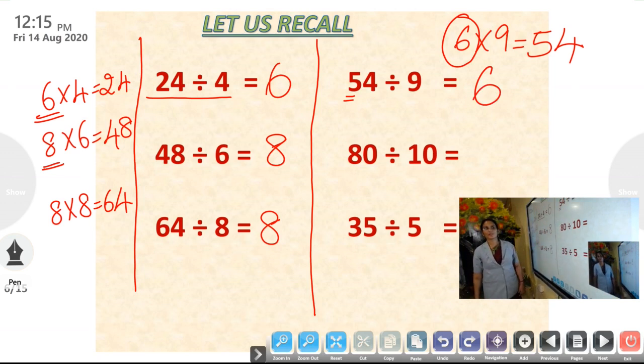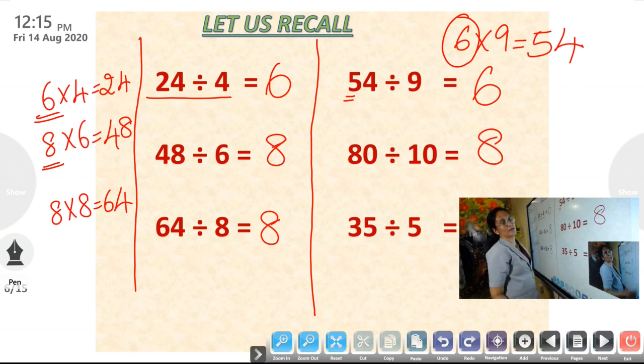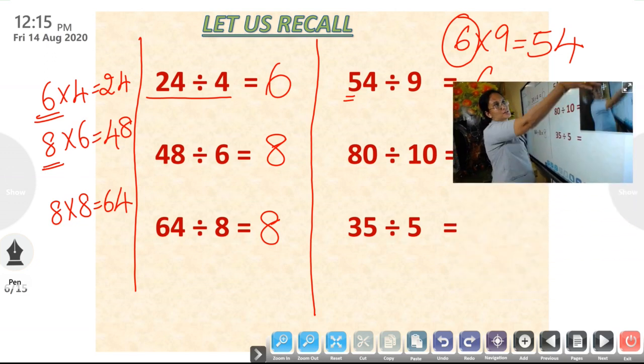The next one, 80 divided by 10. You say the table of 10 in your mind. Clearly it is very easy. 8 into 10 is 80. So what is 80 divided by 10? It is 8.